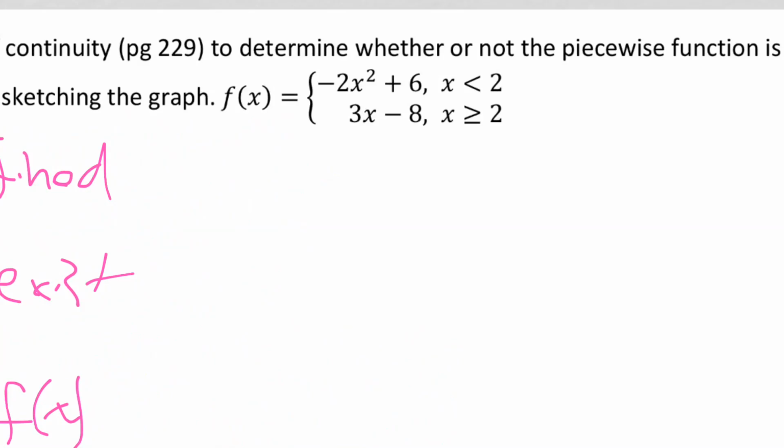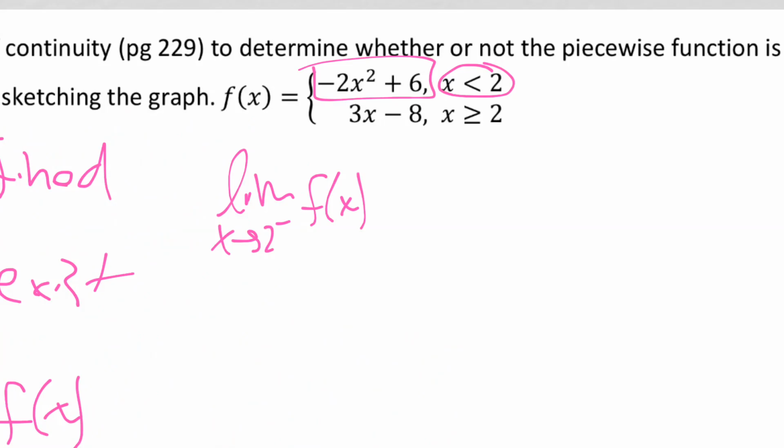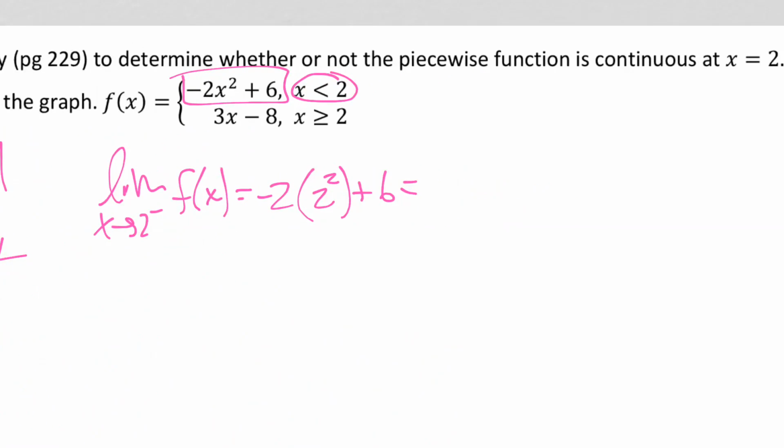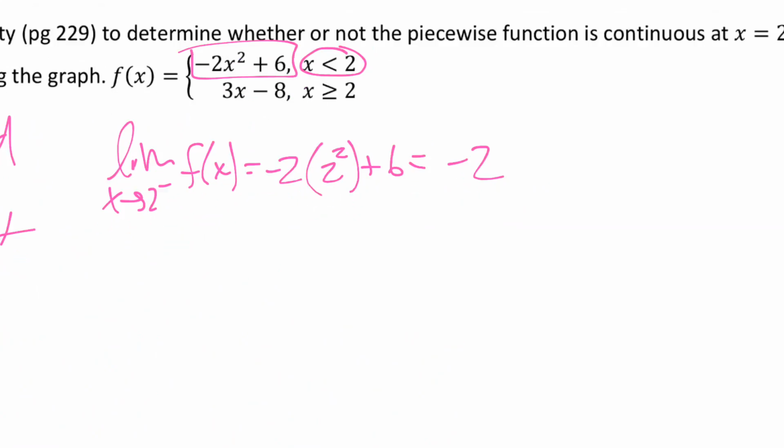So we want to find the limit as x approaches 2 from the left of f of x. Well, if we're approaching from the left, we are less than 2. So we're in this function, so we can directly substitute into that function. Negative 2 times 2 squared plus 6 will give me, what does it give me? Negative 2, I believe, right? 2 squared is 4. Negative 2 times 4 is negative 8. Negative 8 plus 6 is negative 2.